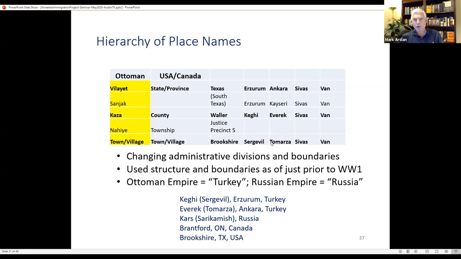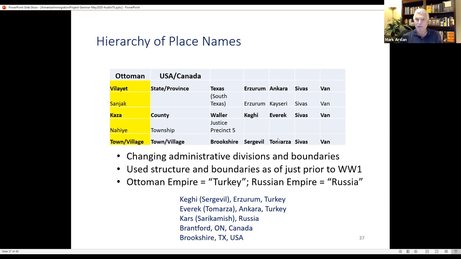Okay. So if I have a person that was born in Tomarza and I find 10 records for that individual of different types, sometimes one record they might say I was born in Tomarza, another one they might say I was born in Kayseri. Another one, I might say I was born in Everek, another one, Ankara, another one, Turkey, another one, Armenia. And you think, did this person not know where they were born, or did they just move around a lot and get confused? But they were really born in Tomarza, but they just gave different answers depending on what the context of the question was, or whatever mood they were in at the time. So understanding that Tomarza was within Everek, which was within Kayseri, which was in Ankara, which was part of Ottoman Turkey, is very important to help you figure out these place names.